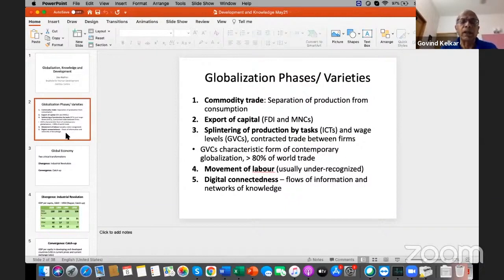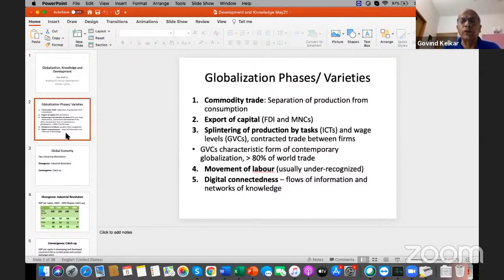But in the current period, there is a new form of globalization, which we call a global value chain or a global production network. What does that mean? It means that there's a splintering of production by tasks, meaning that all of the tasks of producing a particular commodity or a product are not produced in one country, but are produced in many countries around the world.